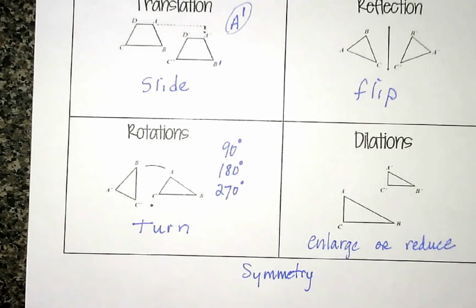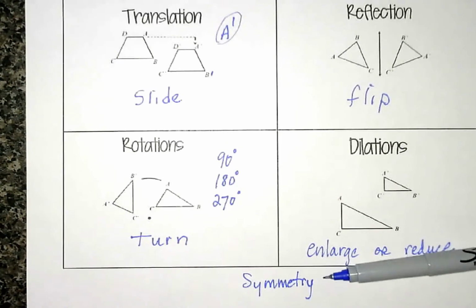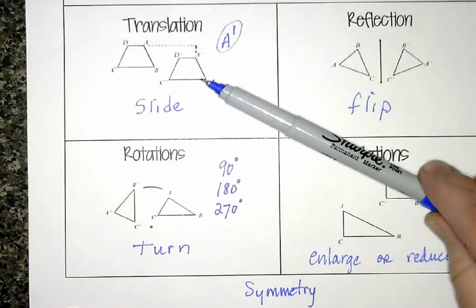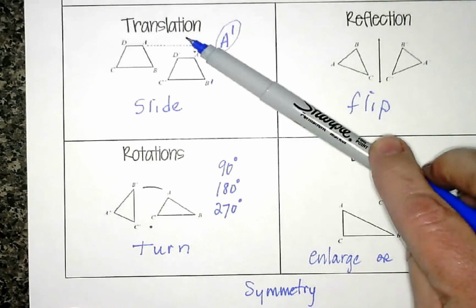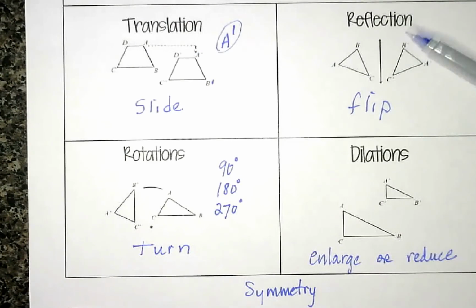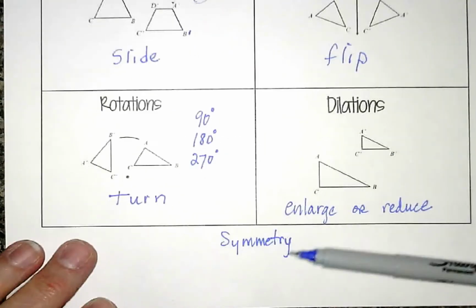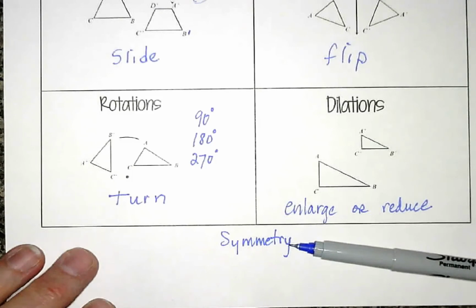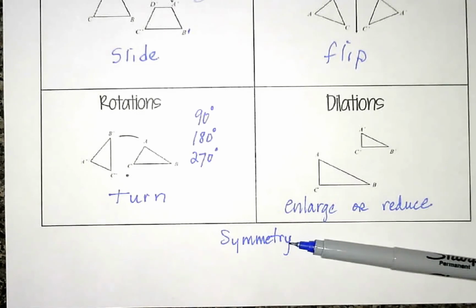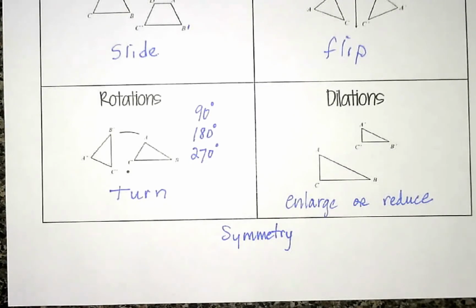So when I'm looking at these different transformations, we're going to focus in this lesson, in this unit, on translations, on reflections, and then we're going to do symmetry. Okay? So let's stop there, and then I'll come back in part 2, and we will do the notes for translations.